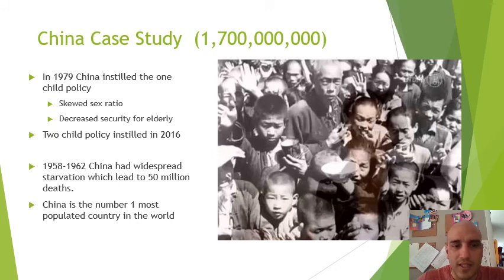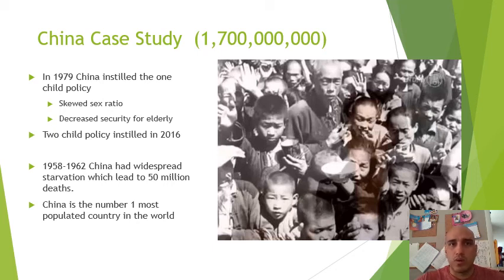Notably, 1958 to 1962, it's estimated about 50 million Chinese people died of starvation or widespread famine. And so how do you control that? If your population just keeps reproducing, there's not enough resources for all that. Well, you can instill a policy like the one-child policy. In 2016, they have now given rise to a two-child policy. And so now in China you could have 2 children.